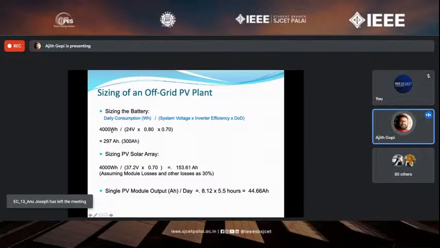4,000 watt hour means 4 kilowatt hour per day. This is my assumption, so take it like that. You calculate this based upon a spreadsheet. By listing your appliances, you calculate your connected load and your working hours and total it up.